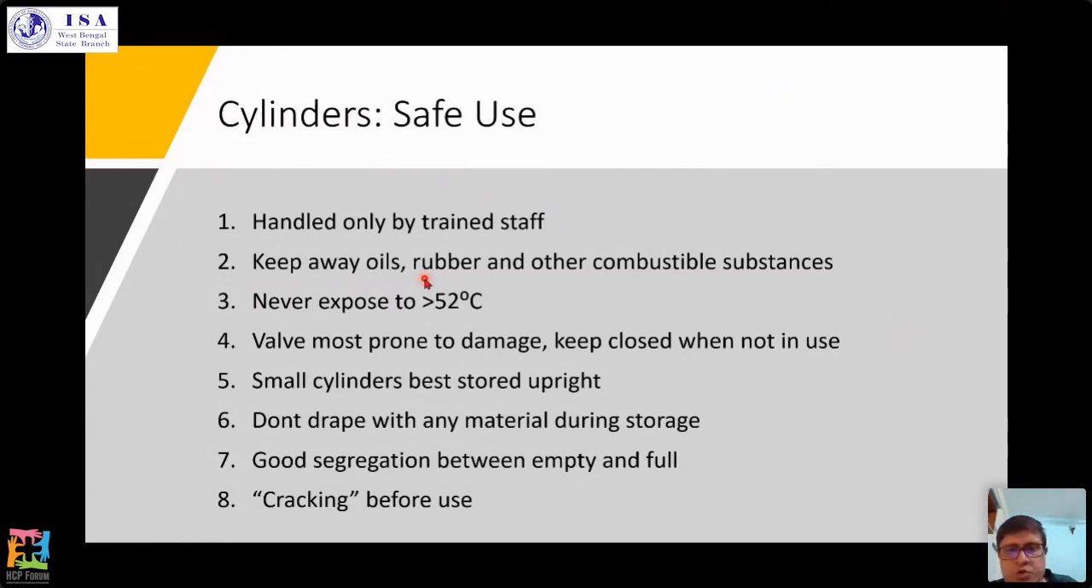Valve is the part which is most prone to damage. Keep it closed when not in use. Small cylinders are best stored upright. Large cylinders, if they cannot be stored upright, can be laid on a flat surface, but people can trip over it. Don't drape any material during storage. This is a problem that I've seen at many places.